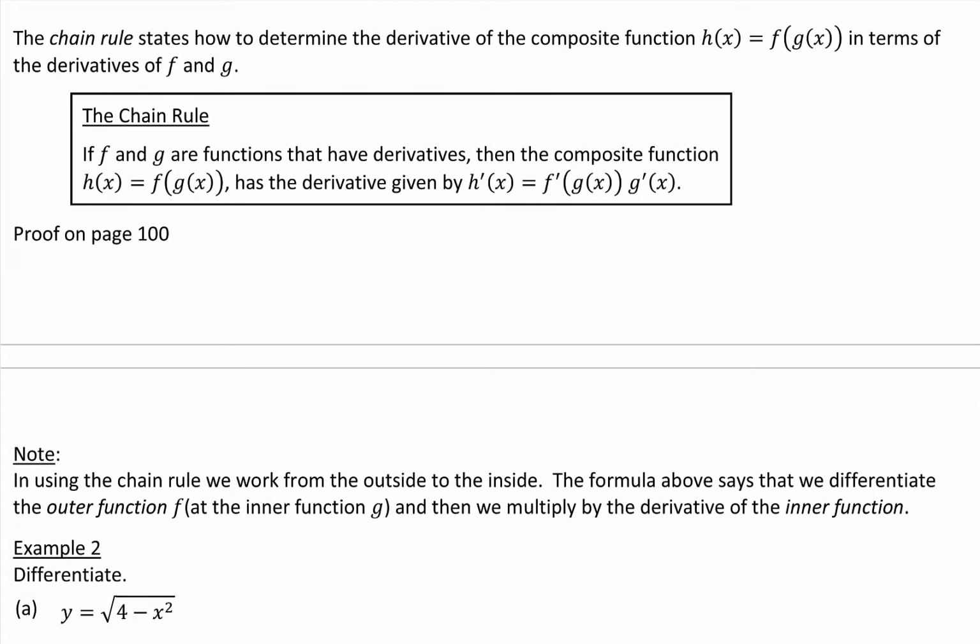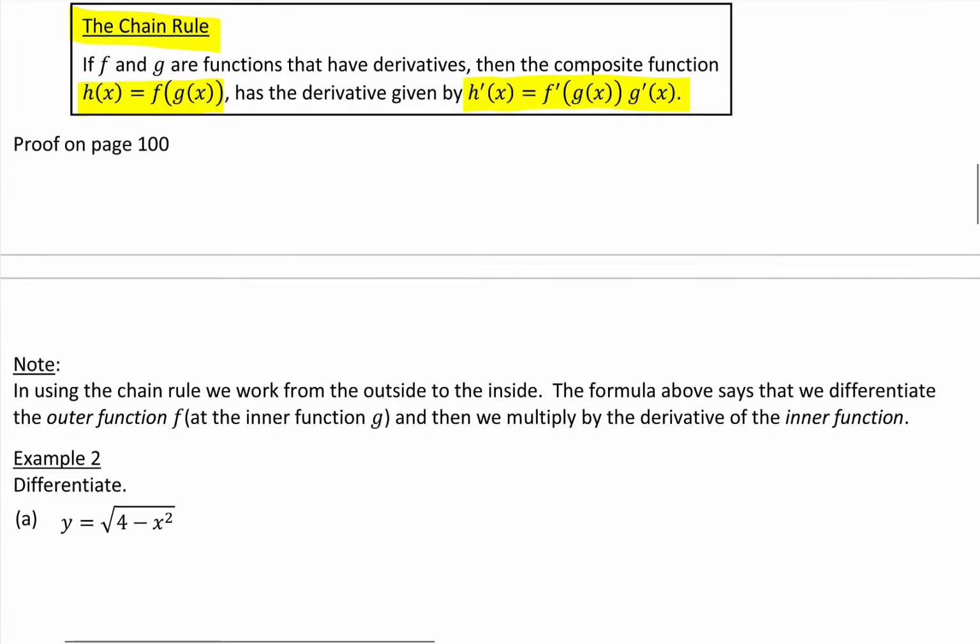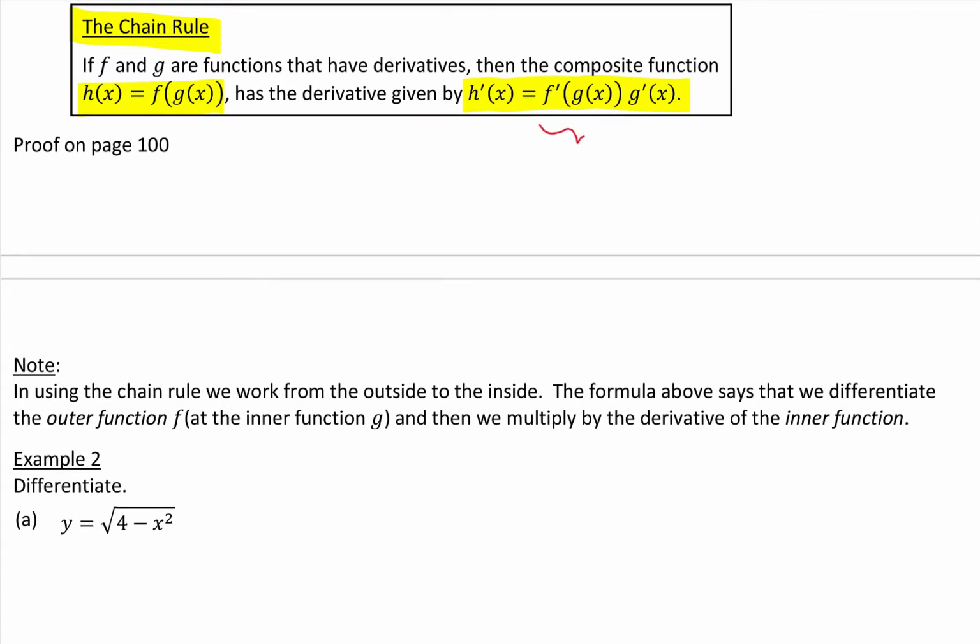Our final derivative shortcut for this unit is the chain rule. The chain rule states the following. If f and g are functions that have derivatives, then the composite function, f follows g, has the derivative f prime of g of x times g prime of x. Another way to think about this is that I'm going to take the derivative of the outside function, then times it by the derivative of the inside function. And with the outside function, I'm going to let x equal g of x.